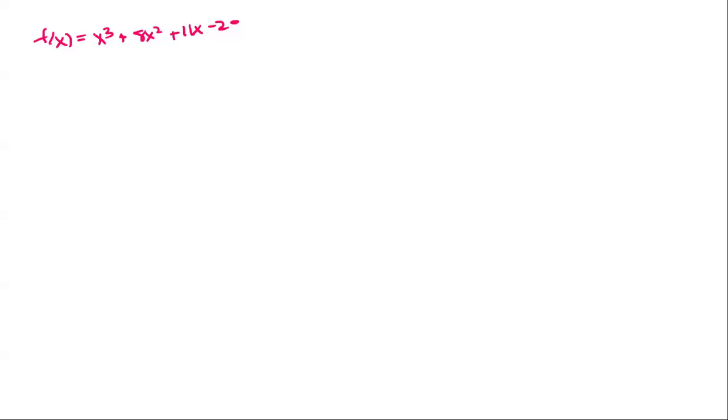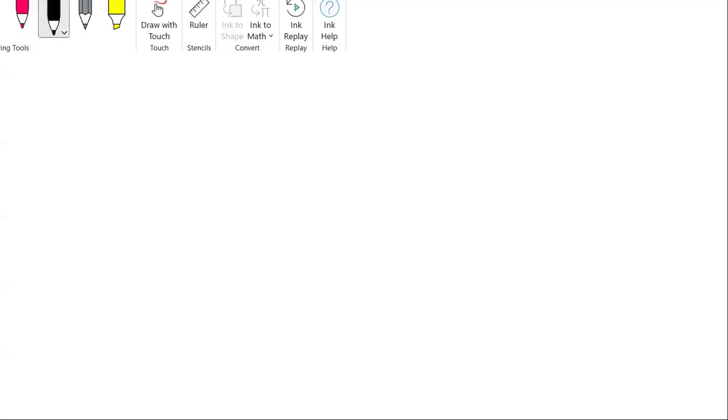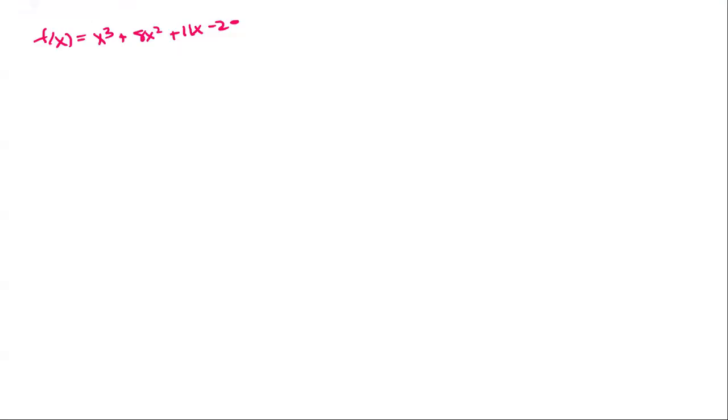All right, so step number 1 is to write down our possible roots, right? So that's step number 1. Okay, so we take the last number and divide it by the first number, or I should say the factors of the last number divided by the factors of the first number.